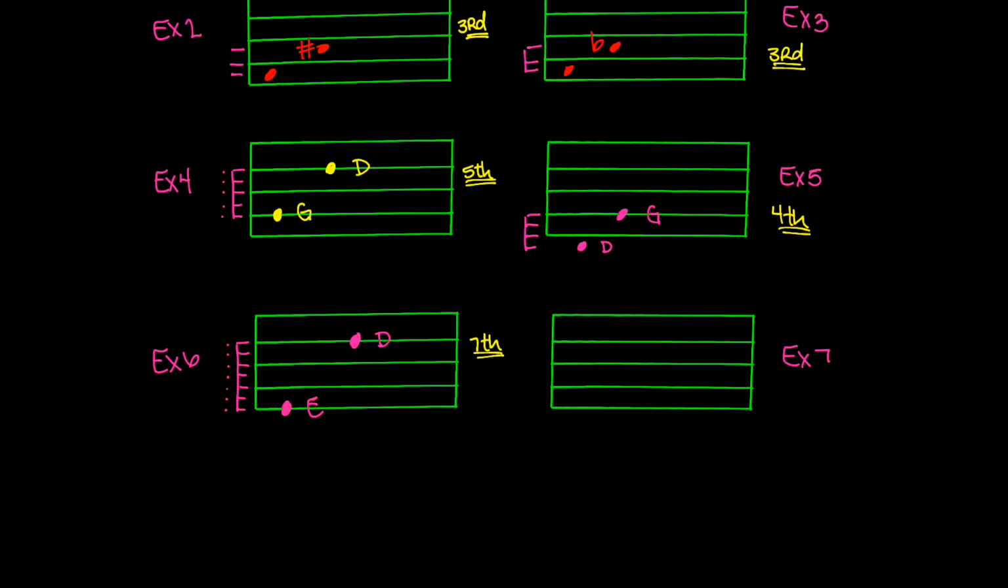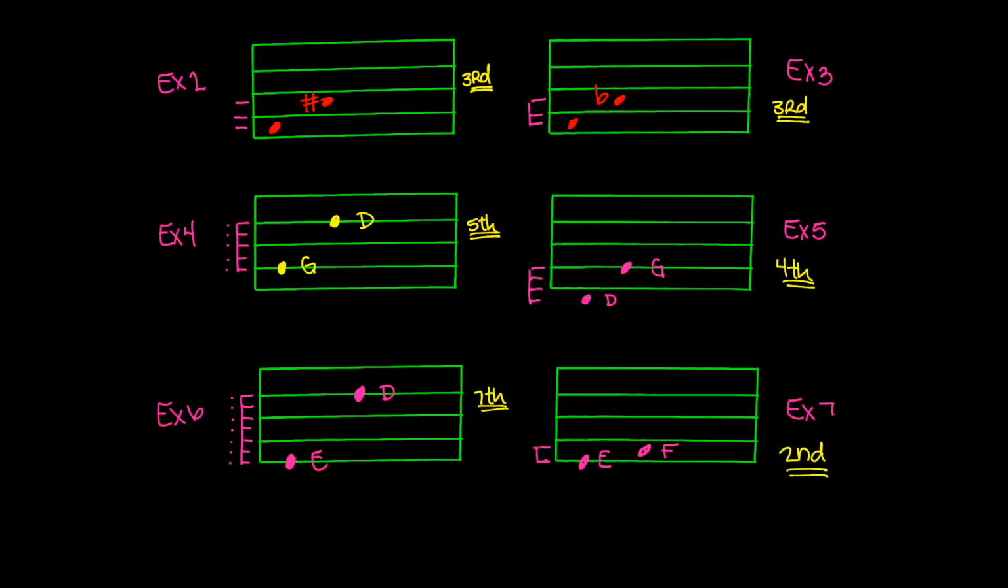Now, what if we did E to F? Here's E to F. We have a line to a space, and that's it. That's only 2 elements, a line and a space, so that is going to be a second.